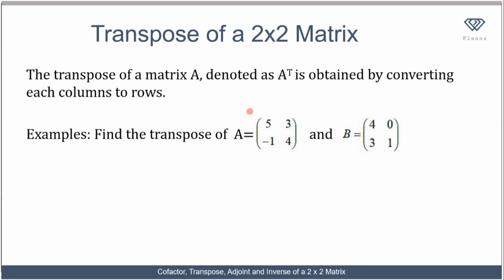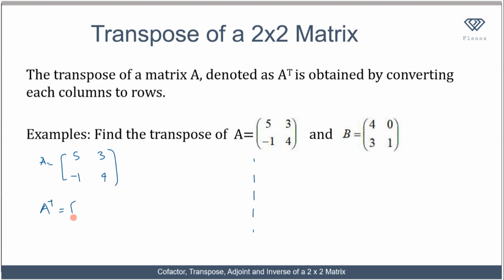So the transpose of a matrix is obtained by converting each column to a row. To find the transpose of a matrix, what I'm doing in essence is writing the columns as rows. For the first example, we are given that A is 5, 3, -1 and 4, and we are told to find the transpose of matrix A.